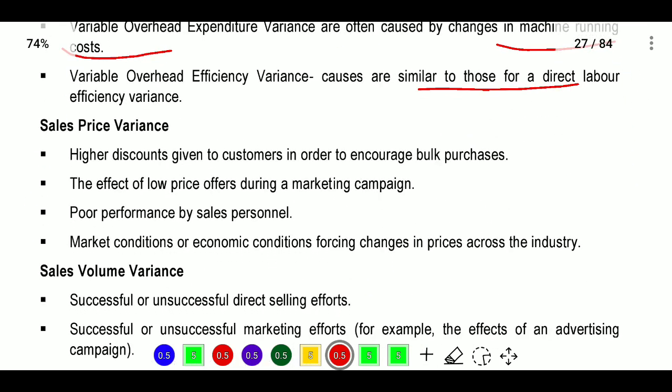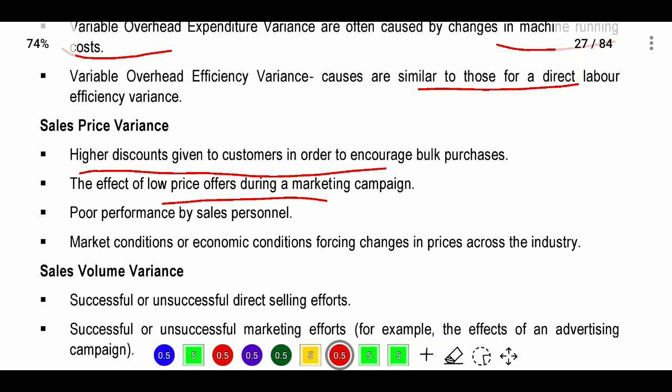Next, sales price variance. Why will the sales price vary, why will the sales price come with a difference? So you decided on a quantity of, say, 10 lakhs. For the first 10 lakh quantity you decided on 1% discount. But in the real case they are providing 2 to 3% discount, a higher discount given to customers in order to encourage bulk purchases, and the effect of lower prices offered during market campaigns. So when you want to promote a product, you must sell at a low price, and sometimes you must give it free of cost also.